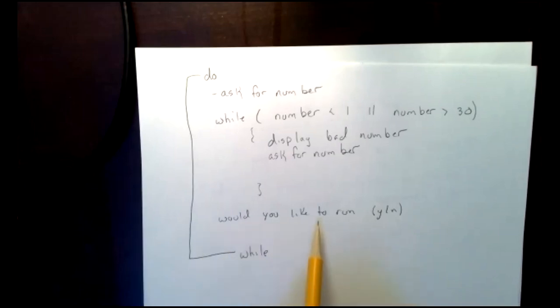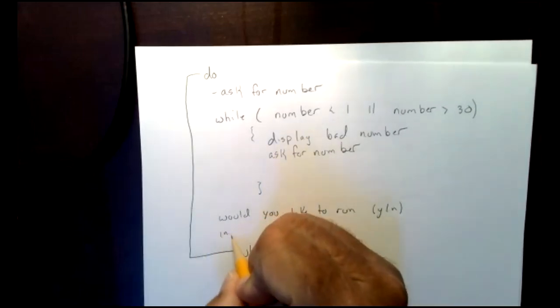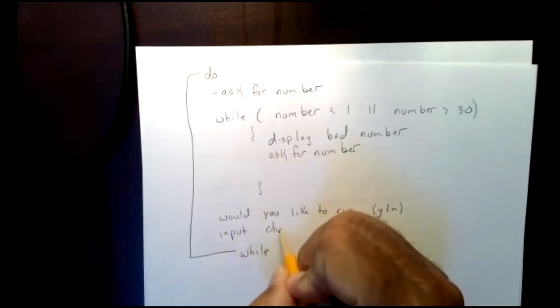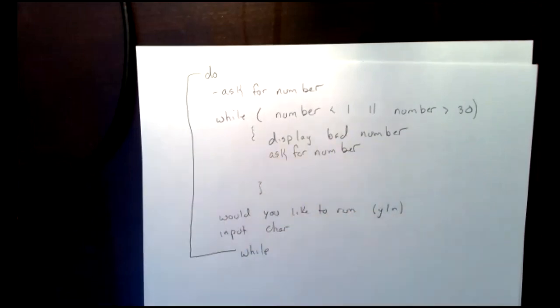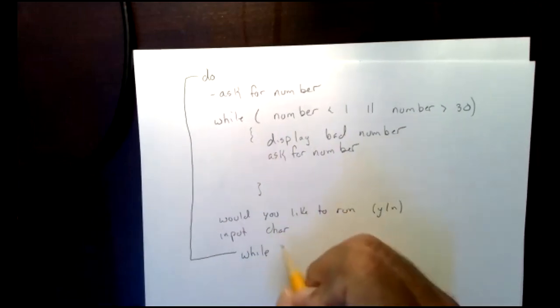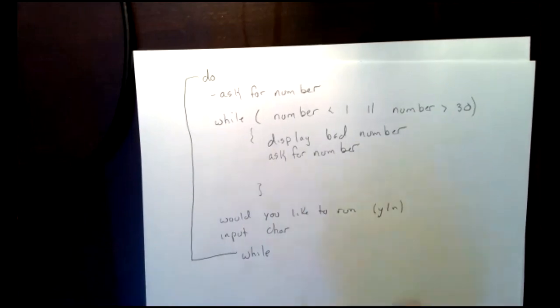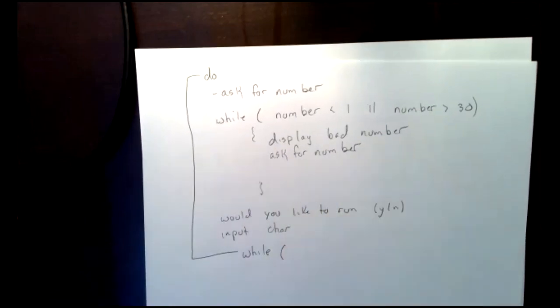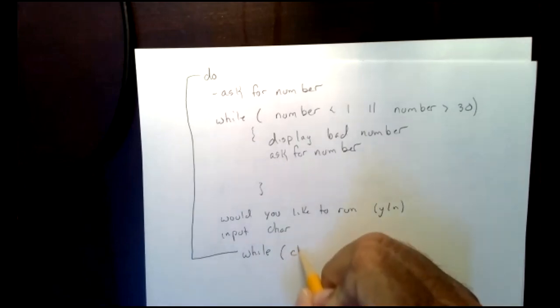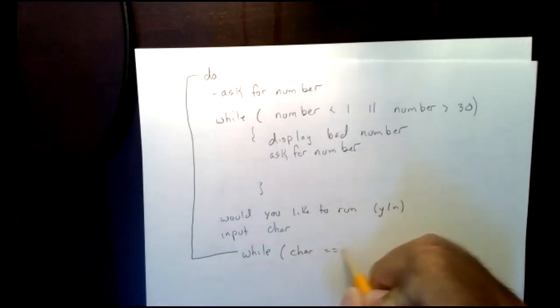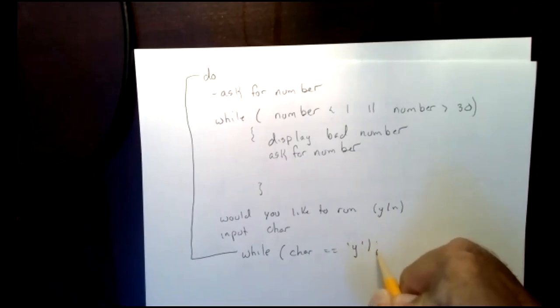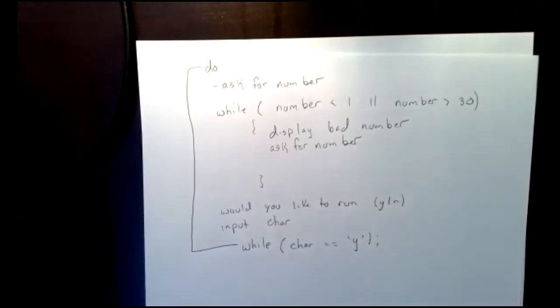So I asked the question. Now I need to input some sort of character because it's a lowercase y or an n. And then my while loop is, I want to do this while char is equal to lowercase y. And that will keep me running again.